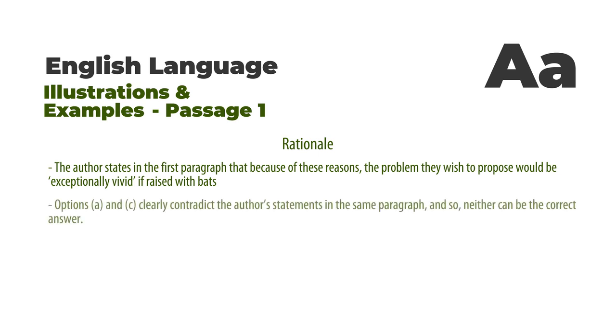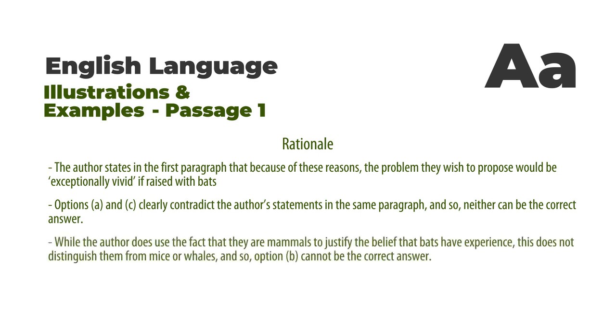Options A and C clearly contradict the author's statements in the same paragraph, and so neither can be the correct answer. While the author does use the fact that they are mammals to justify the belief that bats have experience, this does not distinguish them from mice or whales, and so option B cannot be the correct answer.